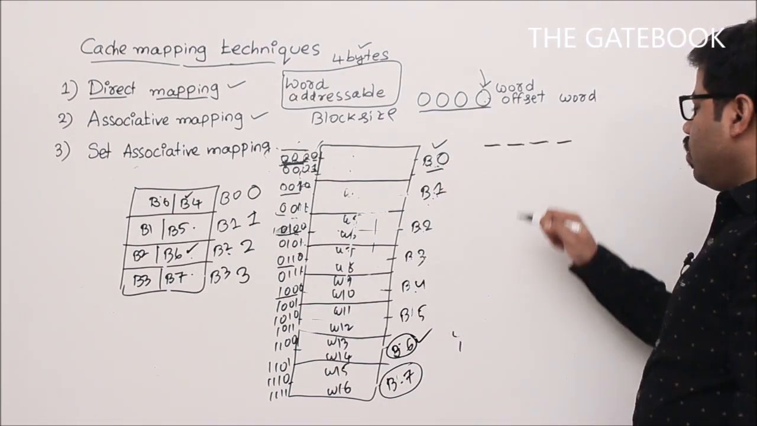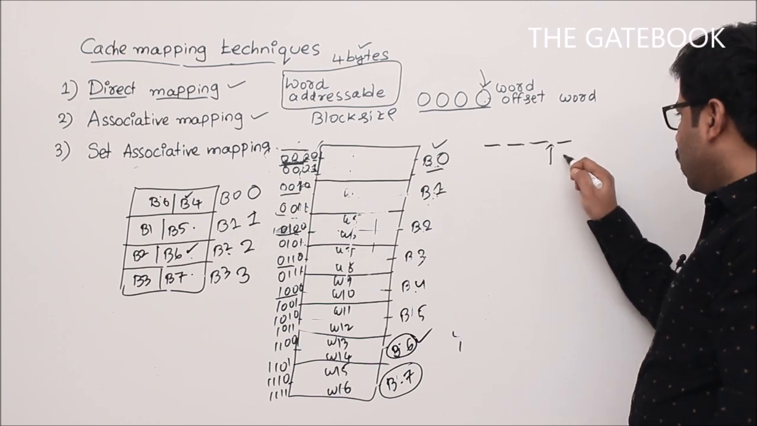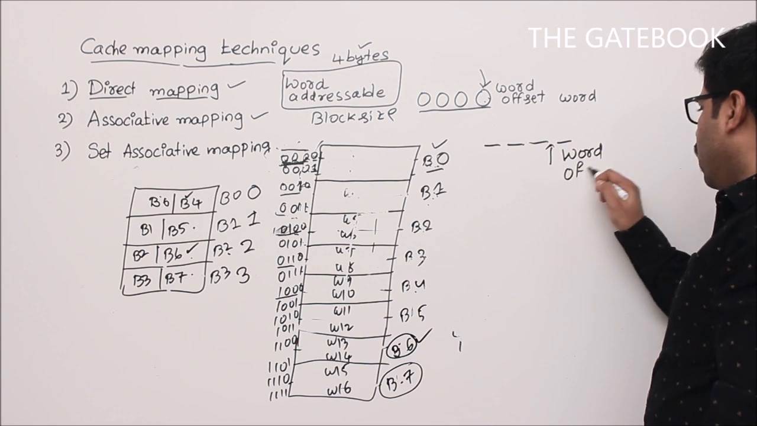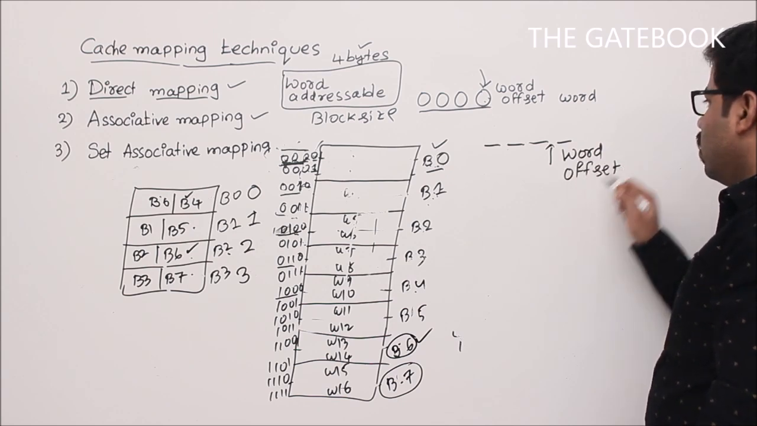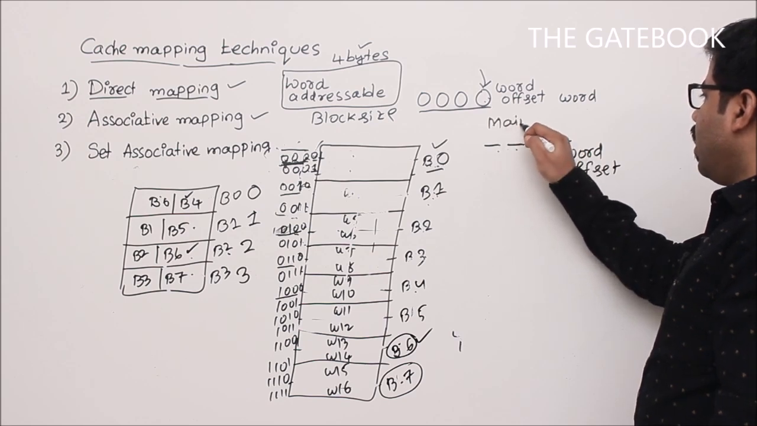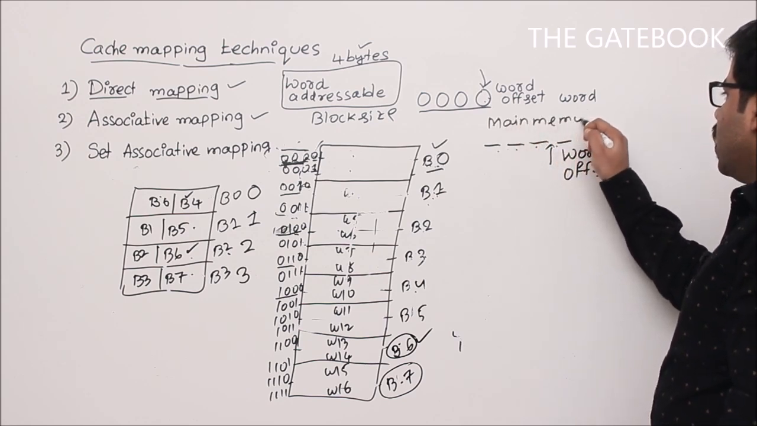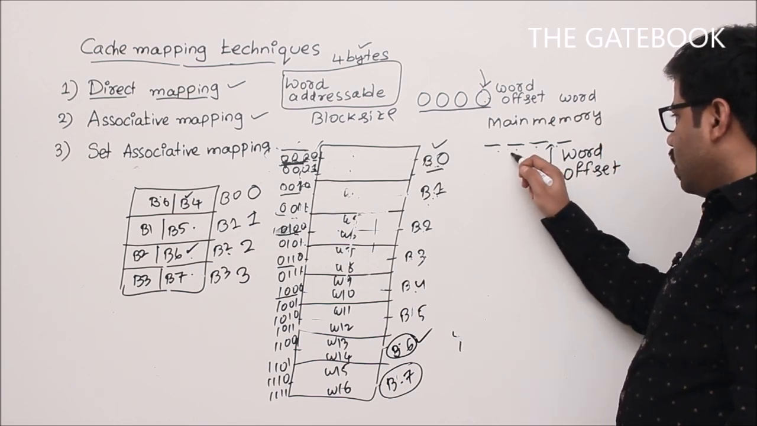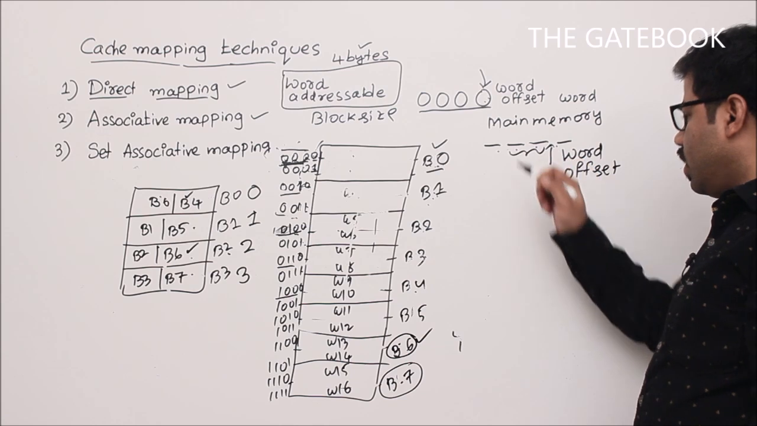We divided it into 3 parts. Up to here, this is called word offset. We identified the word in a particular block. So this is your main memory address, 4 bits. Take a main memory address and split it into 3 parts. One is word offset.